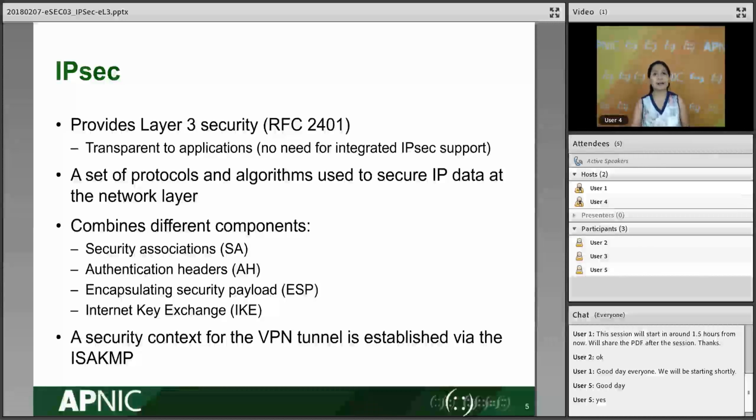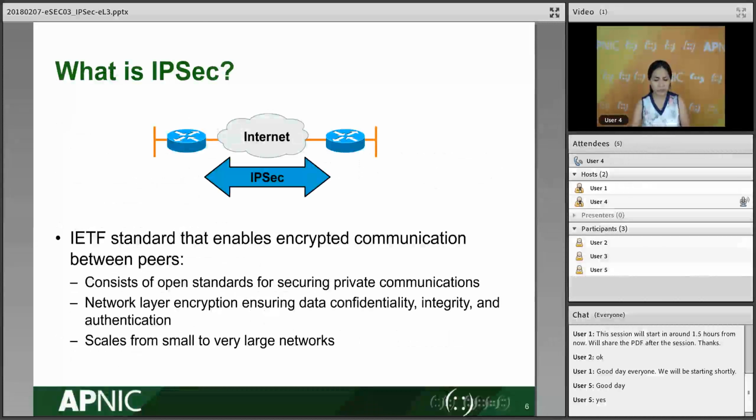So it's a set of these protocols and algorithms used to secure IP data, again, at the network layer. It's also a security context for the VPN tunnel, and it's established via ISAKMP. Aside from those four components, we have ISAKMP, which is a key management protocol. Normally you don't have to do much about it because it's automatically created. But if you choose to manage your keys manually, it's possible. Instead, normally you rely on a key management protocol such as this. I'll show you some examples. IKE is actually one example of that.